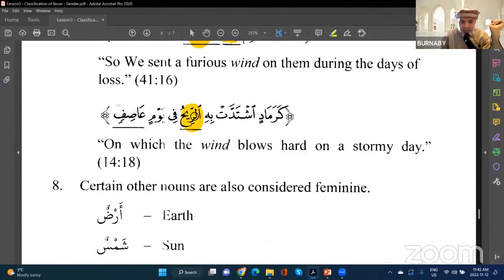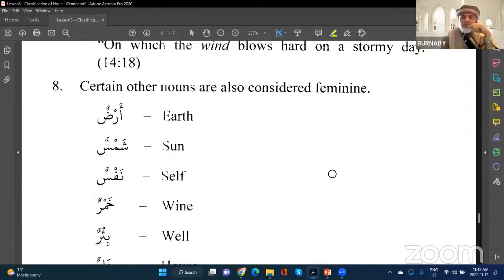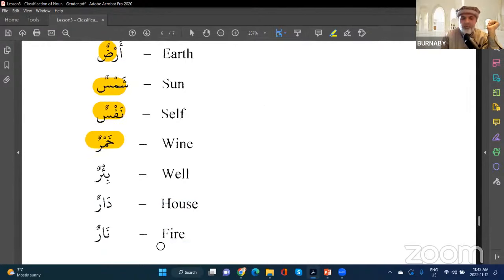Look at this. Rihun or Rihu fi yawmin asifin. Is asifin the name of a wind? What kind of wind is it? Violent. Okay. Similarly, some of the words are feminine. Which ones? Ardun, Shamsun, Nafsun, Khamrun, Bi'run, Darun, Narun.